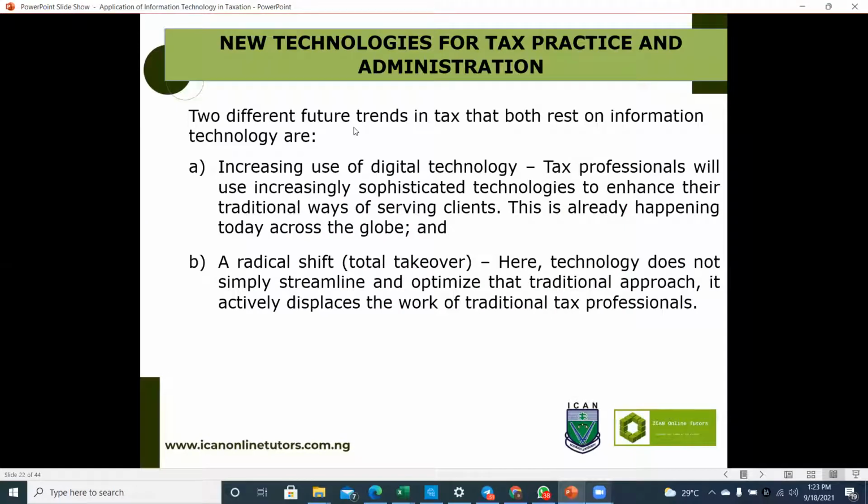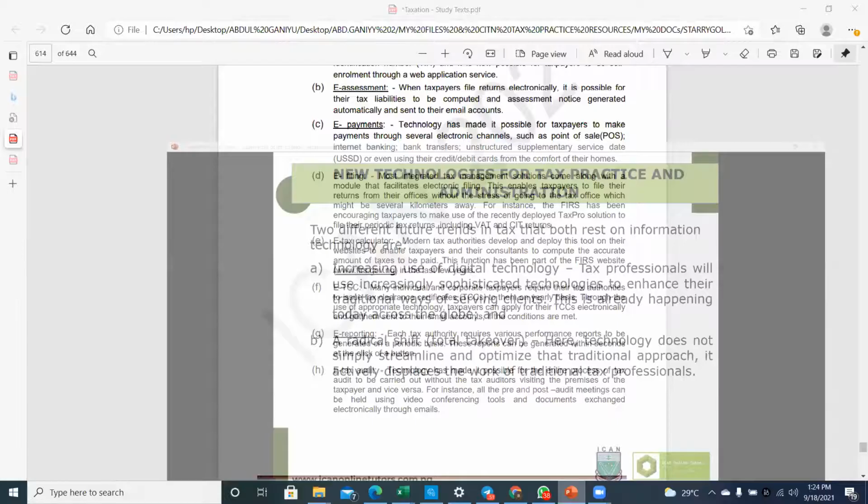Now, let's look at another subtopic: new technologies for tax practice and administration. New technologies for tax practice and administration. Two different future trends in tax that both rest on information technology are: one, the increased use of digital technology, and a radical shift, that is a total takeover.